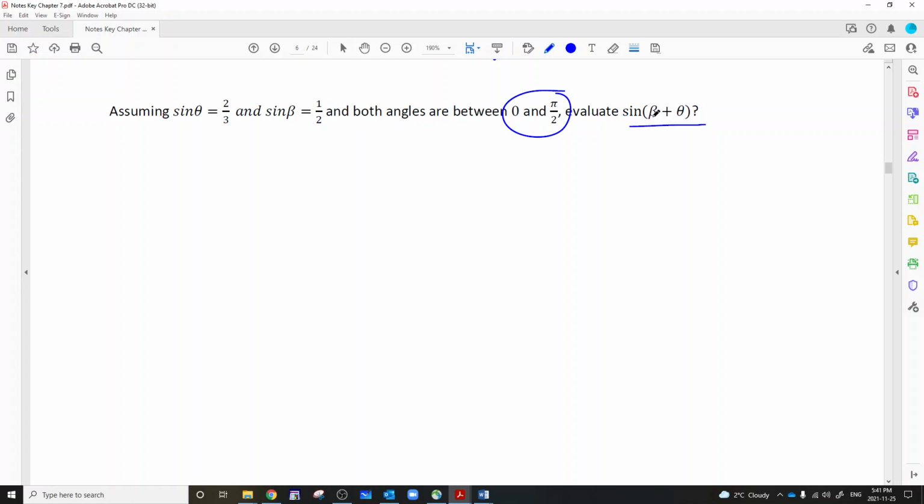So when it's beta plus theta, you can't just put 2/3 and 1/2 in, because this isn't the value of theta. This is the value of sine theta. This is the value of sine beta, and this is not sine beta plus sine theta, right? Even though it looks like an expansion, trig doesn't work that way. It's the sine of an angle, not the sine times an angle.